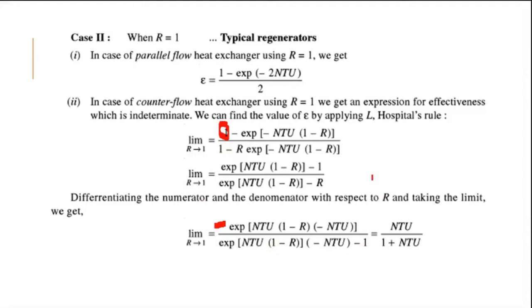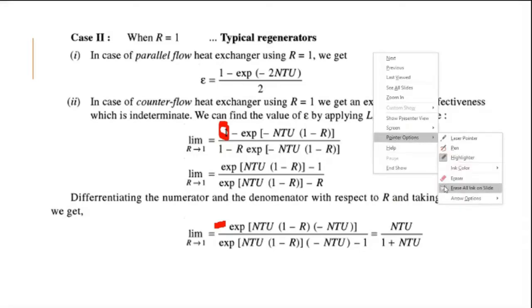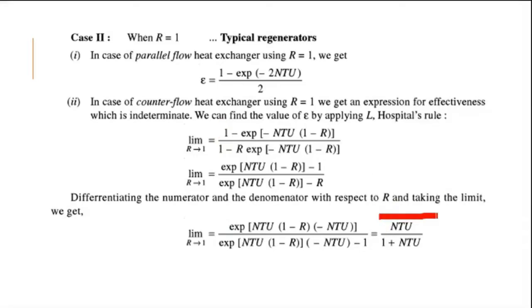Here, if you put r equal to 1, we get the effectiveness relation equal to NTU by 1 plus NTU. This is the effectiveness for a counter flow heat exchanger, and the other is the effectiveness for a parallel flow heat exchanger. Now we will see why we have discussed this particular case.